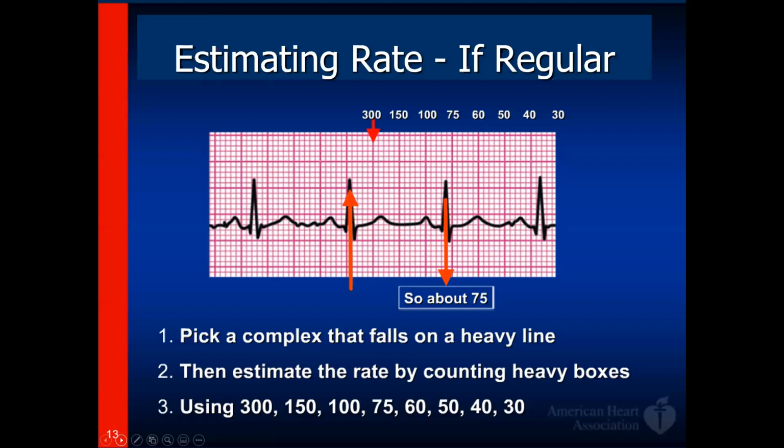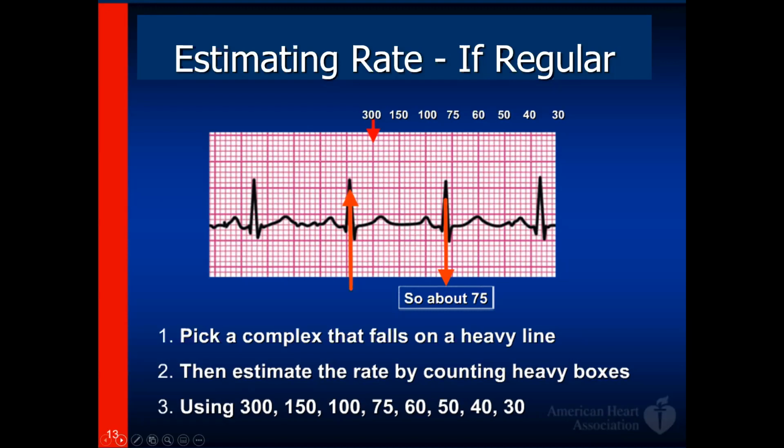Then you estimate the rate by counting the number of heavy boxes in between. So if there's one heavy box in between QRSs, the rate would be 300. If there are two, it would be 150. If it's three, 100, and so on and so forth. It's a nice little rule of thumb way to calculate or estimate a rate.